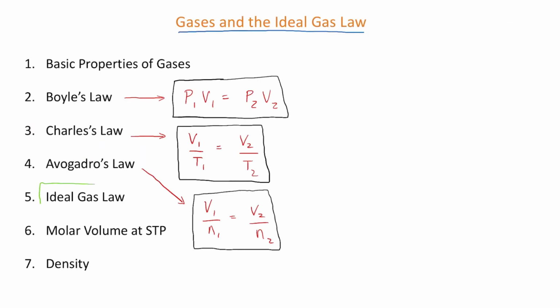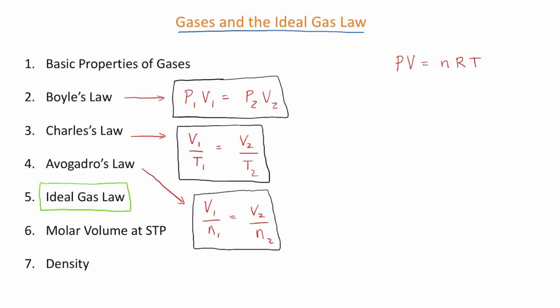And now it's time to look at the ideal gas law. Check out my other video on how the ideal gas law was derived if you're curious about how Boyle's law, Charles' law, and Avogadro's law were all used to derive the ideal gas law. But really, all you need to know is that the ideal gas law is PV is equal to nRT.